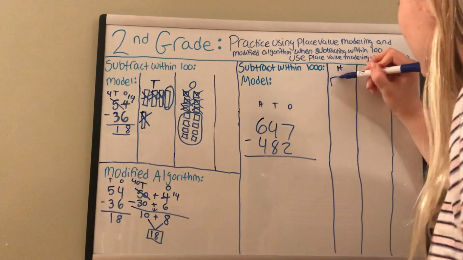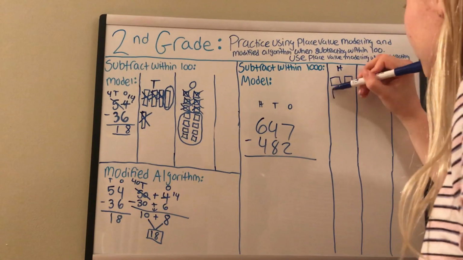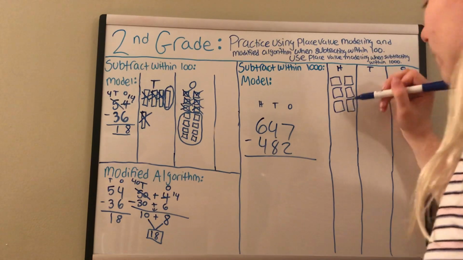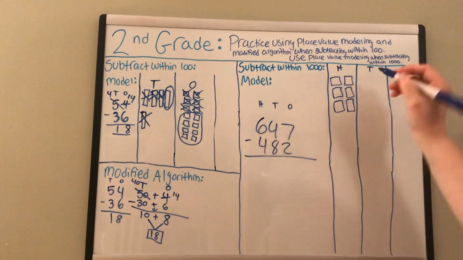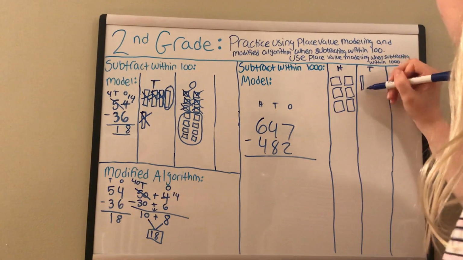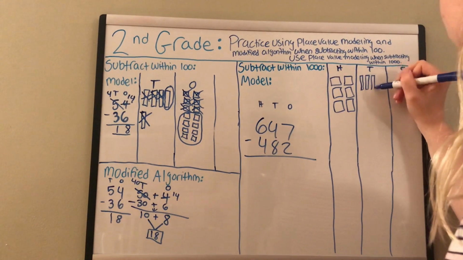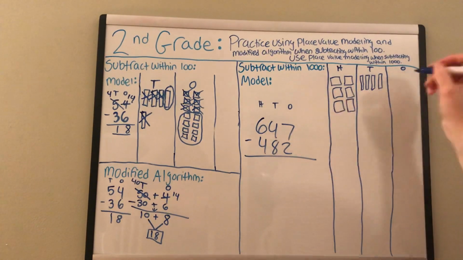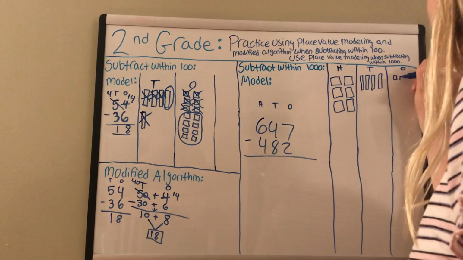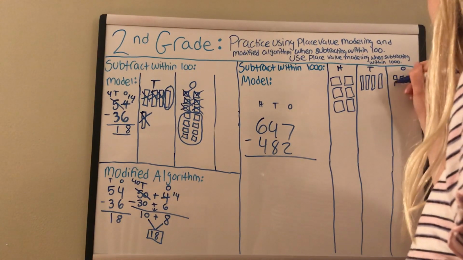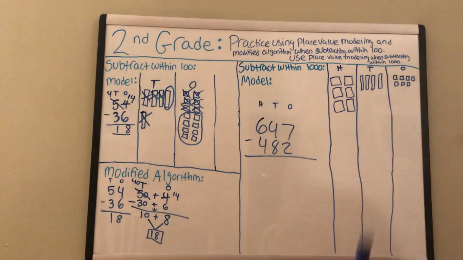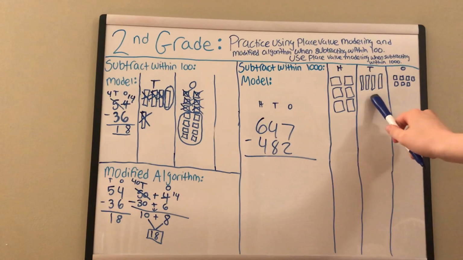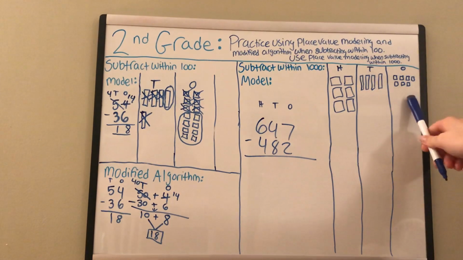So we would draw 6 hundreds. And then we would draw 4 tens, so 4 ten blocks. And we would draw 7 ones, so 7 one blocks. 1, 2, 3, 4, 5, 6, 7. All right, so we have 6 hundreds, 4 tens, and 7 ones.